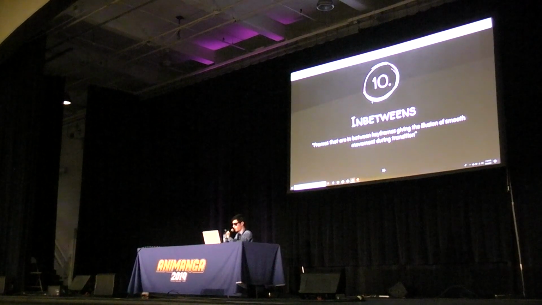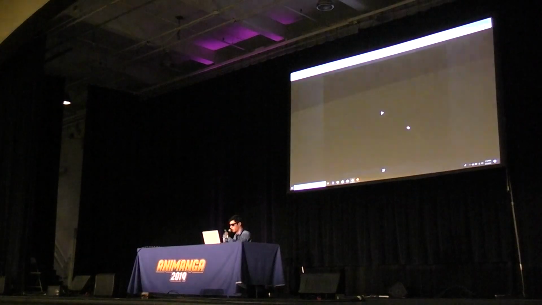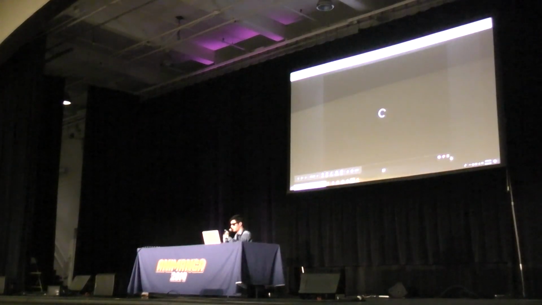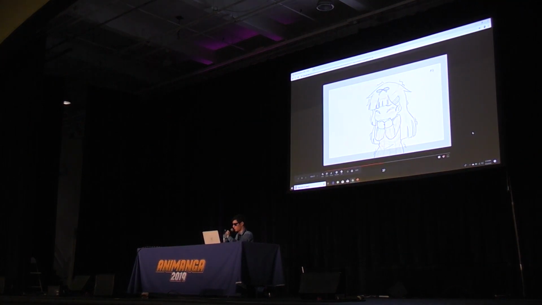Alright, and then what I just explained is in-betweens, the frames that are in between the keyframes, giving the illusion of movement during the transitions. So like I said, you will have your keyframes, and then your in-betweens, and then end it with the keyframe. Here's that same animation with the in-betweens implemented. So as you can tell, it seems a lot smoother than what we saw previously.